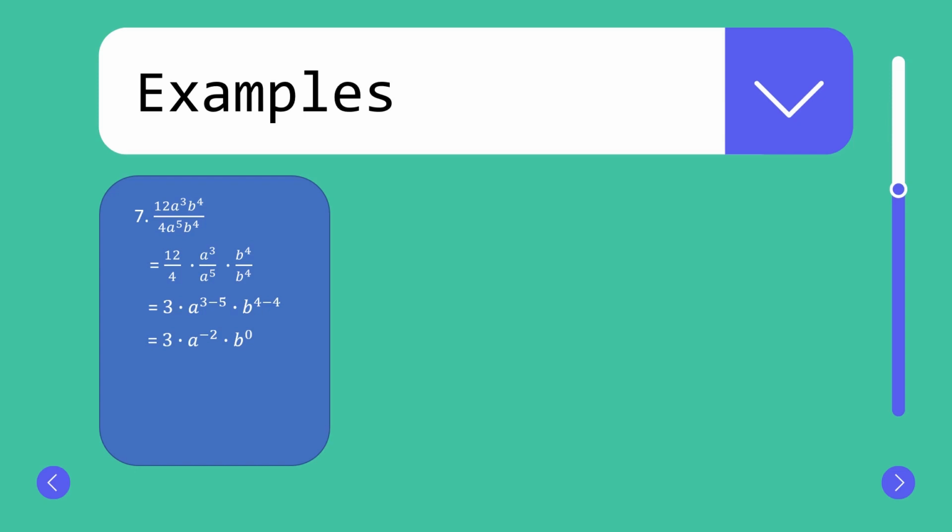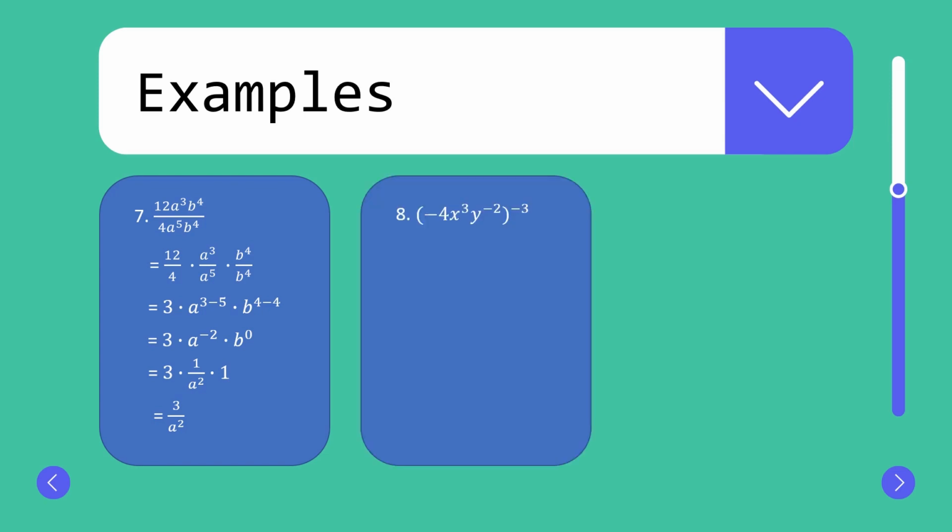And then, we take the definition of negative exponents for a raised to negative 2. So this becomes 1 over a raised to 2. And then b raised to 0, we take the definition of 0 exponents. This becomes positive 1. And then we take the product of these three. The answer will be 3 over a raised to 2, or 3 over a squared.